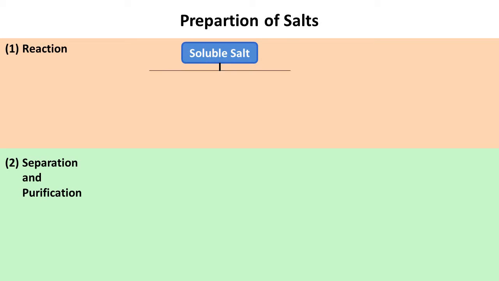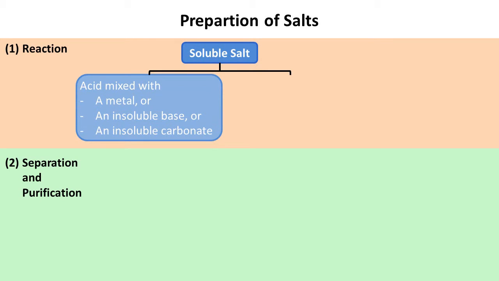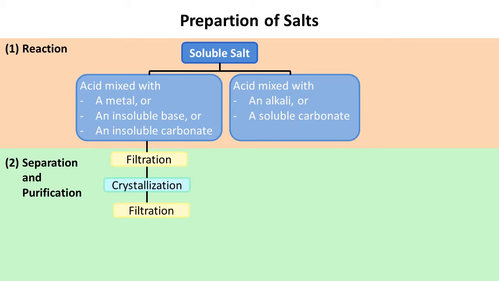To prepare soluble salt, we mix acid with metal, an insoluble base or an insoluble carbonate. In this case, filtration followed by crystallization and filtration again will be performed in the second step. Otherwise, we mix acid with an alkali or a soluble carbonate, followed by crystallization and filtration to separate and purify the products.